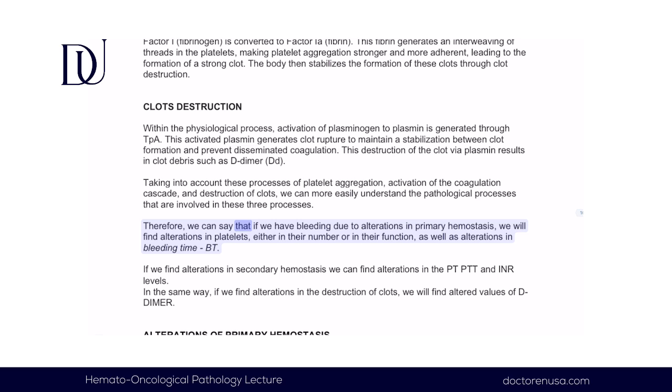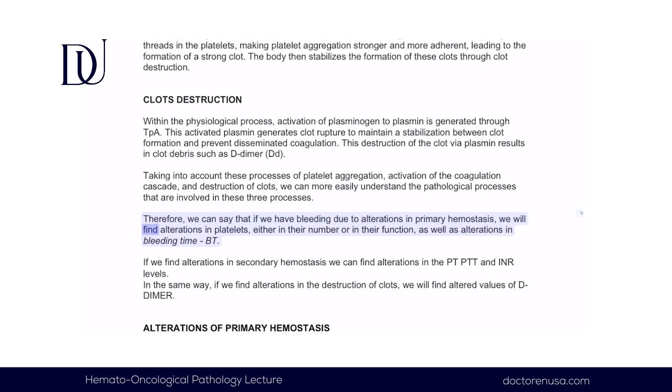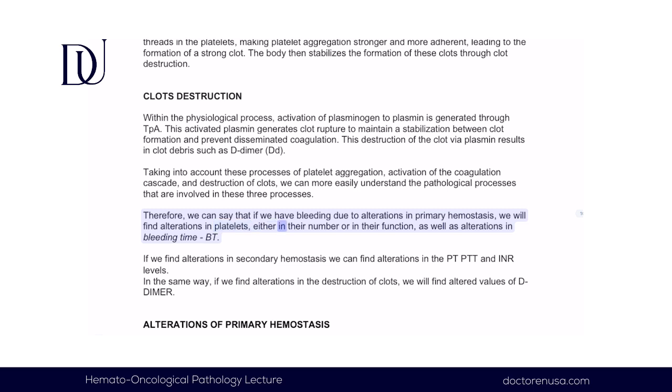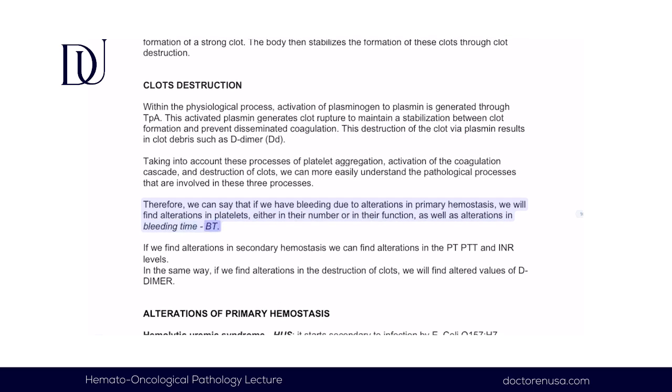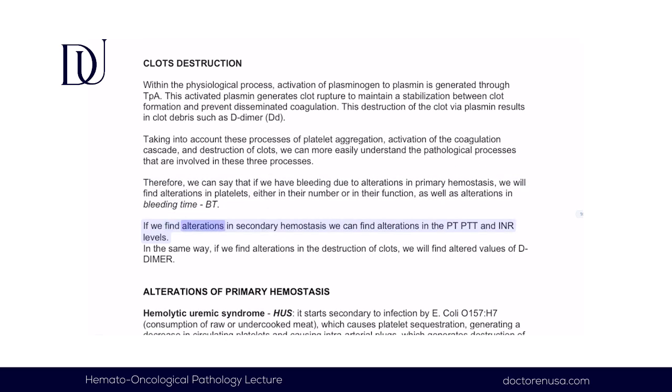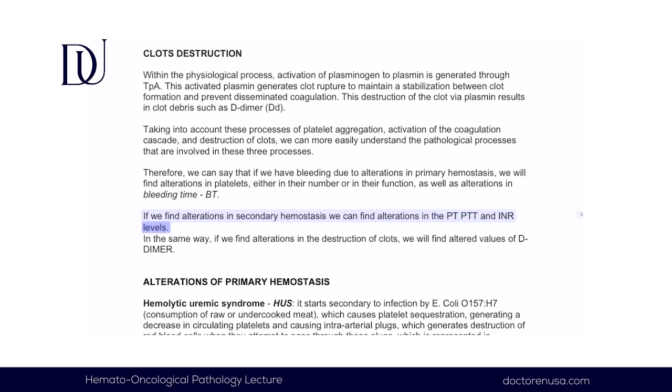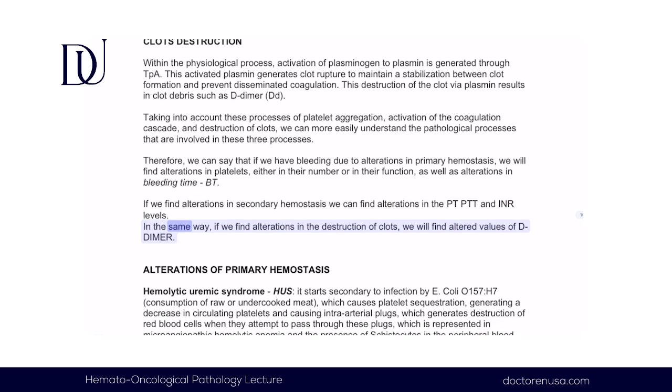Therefore, we can say that if we have bleeding due to alterations in primary hemostasis, we will find alterations in platelets either in their number or in their function, as well as alterations in bleeding time (BT). If we find alterations in secondary hemostasis, we can find alterations in the PT, PTT, and INR levels. In the same way, if we find alterations in the destruction of clots, we will find altered values of D-dimer.